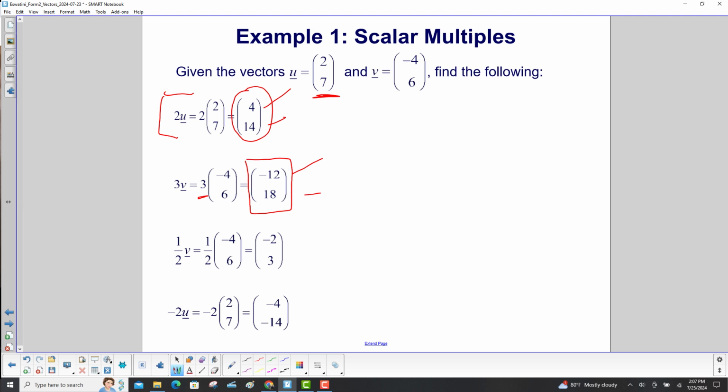1/2 v. Take the 1/2, put it in front of our original vector, and 1/2 times negative 4 is negative 2. 1/2 times 6 is 3. Our half v vector is minus 2 over 3. And finally, minus 2u. Put a minus 2 in front of the vector. Minus 2 times 2, minus 4. Minus 2 times 7, minus 14. This is our vector minus 2u.